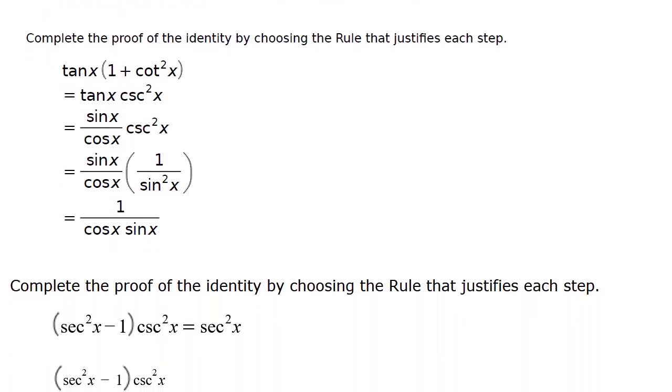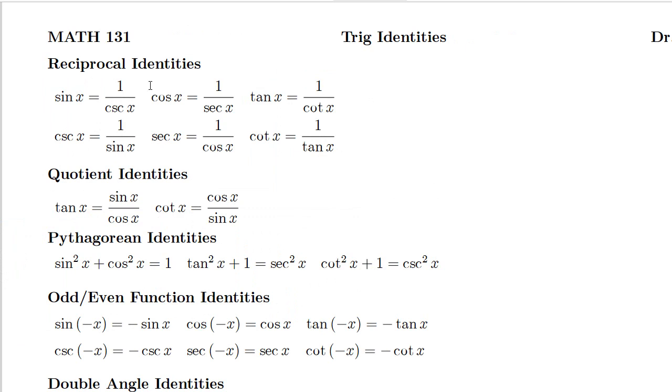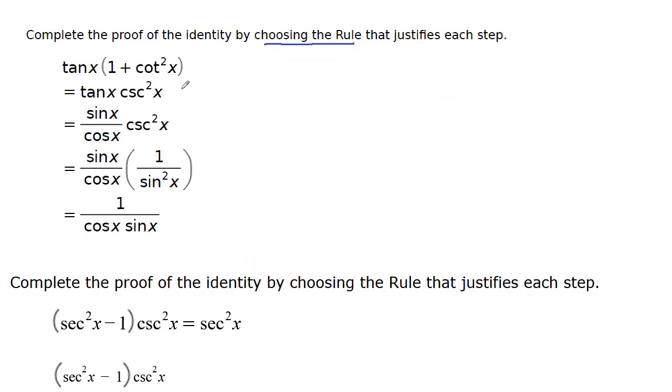And then one of the things we'll do in this section is prove an identity. Here they start us out by just choosing the rule that's going to justify each step. So here they start with tangent times 1 plus cotan squared, and they change it to tangent cosecant squared. So they traded out this 1 plus cotan squared for a cosecant squared. So if we go back to our identities here, 1 plus cotan squared is cosecant squared. That's a Pythagorean identity. So this is Pythagorean.